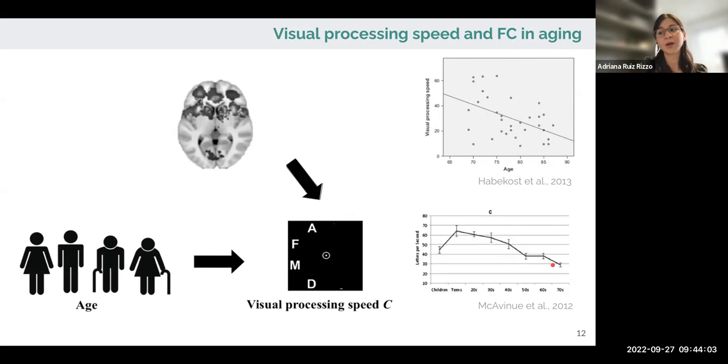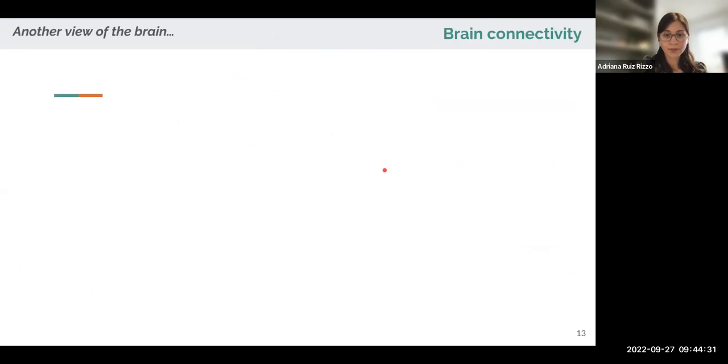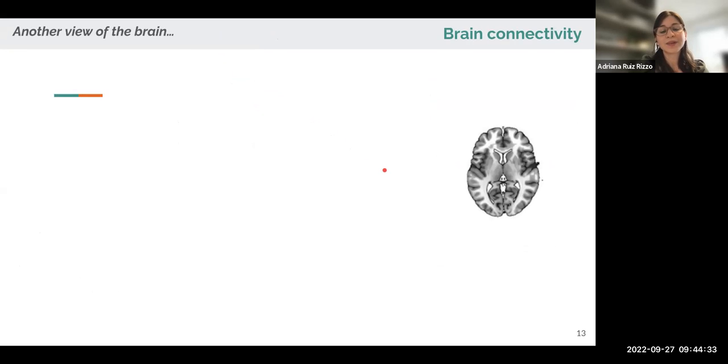And so that's why the question becomes interesting to know what the neural correlates of visual processing speed are first, and whether these neural correlates can help us understand why there is this age-related decrease in visual processing speed. So this has been one of my main interests and one of my projects. So I have turned to study brain connectivity.